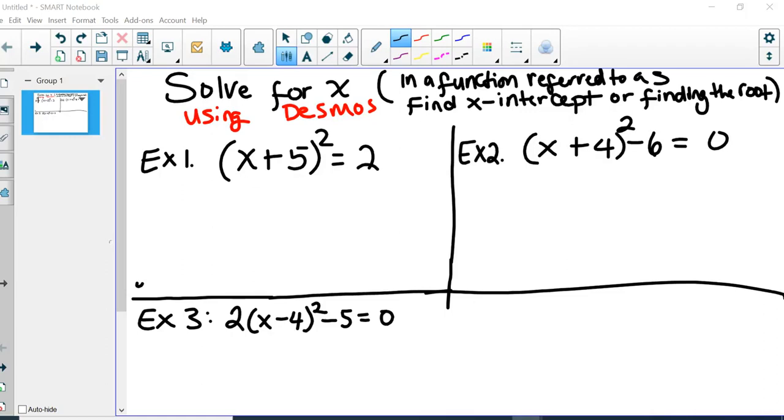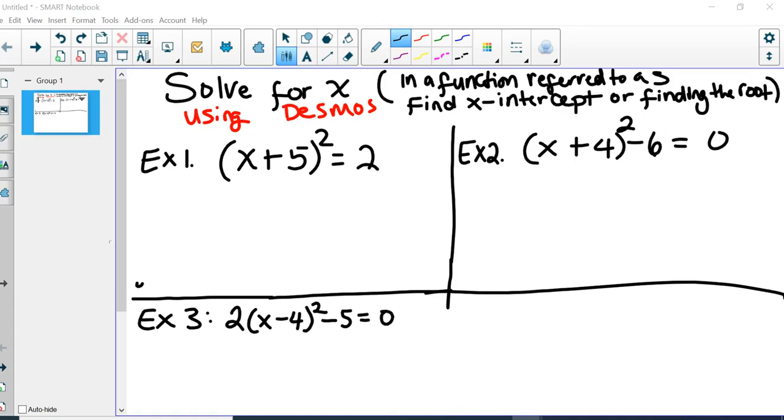Okay, so we'll be talking about how to use Desmos to solve for x in a quadratic equation. It's usually referred to as finding your x-intercept or finding the root when you're talking about functions, quadratic functions. So we have three examples here. Example 1 says (x + 5)² = 2.